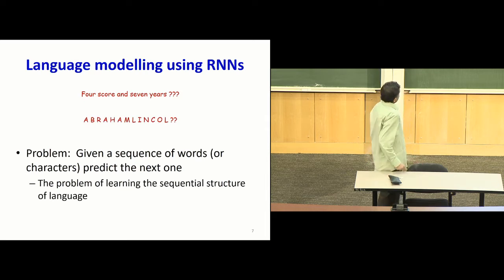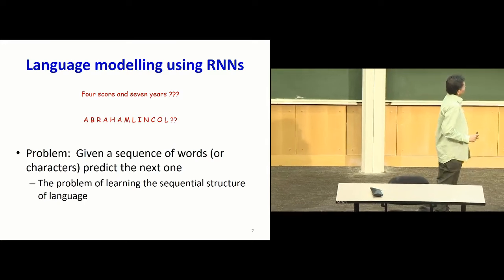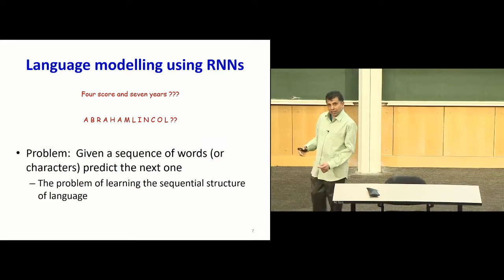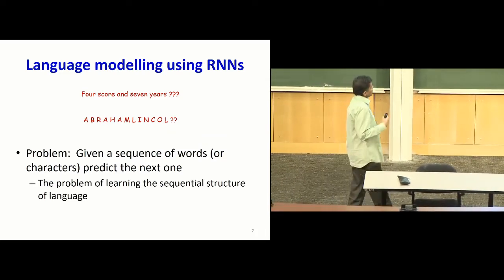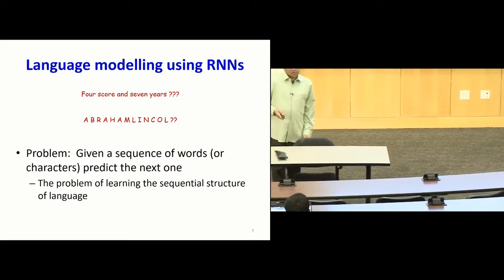So here are a couple of examples. You might say "4 and 7 years," and then you must predict what the word in this location indicated by the question marks is. Or you might have these characters A, B, R, A, H, A, M, L, I, N, C, O, L, and you must predict what this final character is. So you're given a sequence of words or characters, you must predict the next one. What we are really doing over here is to learn to model language. We are learning the sequential structure of language.